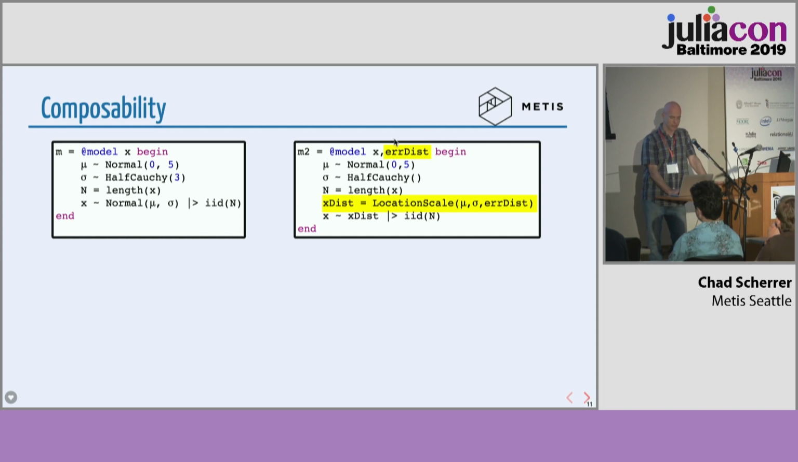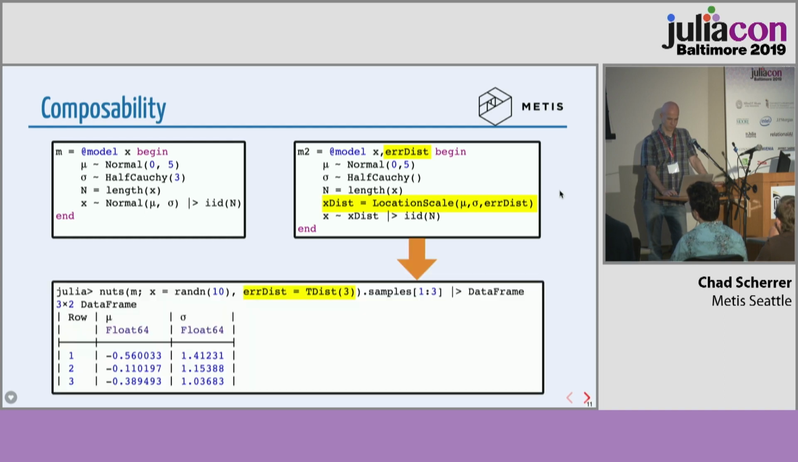So here on the right, we have a model where the things we have to pass in are the data x, and then also what kind of error distribution we want. And you can see the way that's used is that given the error distribution, we find a location scale family on that error distribution from the given mean and standard deviation, and then we observe the x values from the result. For example, there's this t distribution in Distributions.jl, and we can use that and get a similar result to what we had before for normal.